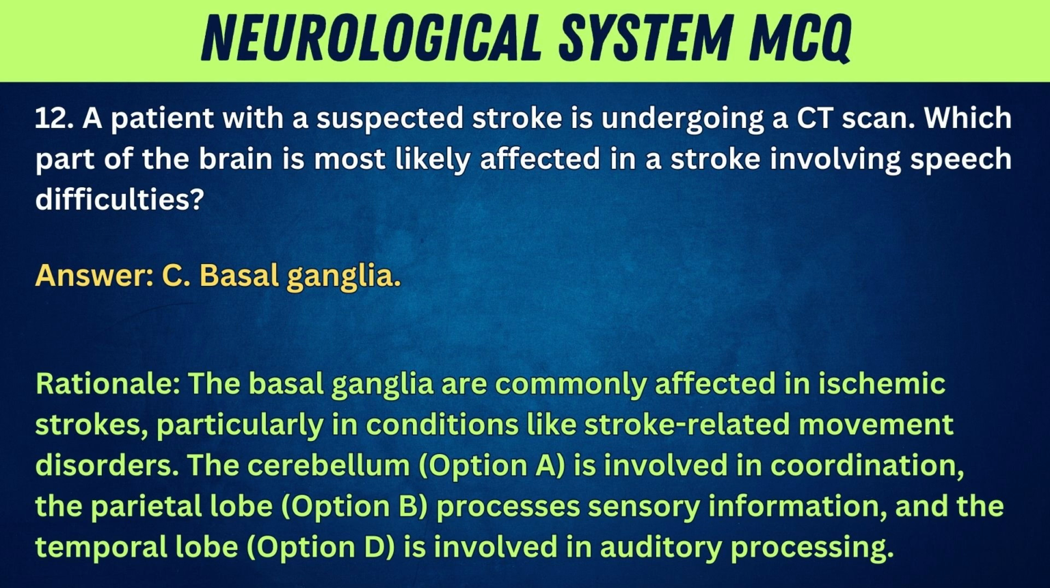disorders. The cerebellum, option A, is involved in coordination. The parietal lobe, option B, processes sensory information, and the temporal lobe, option D, is involved in auditory processing.